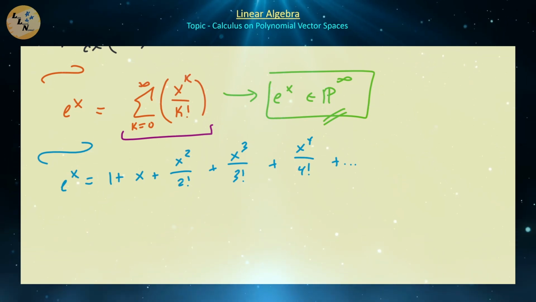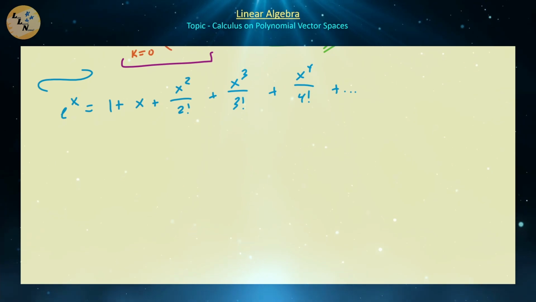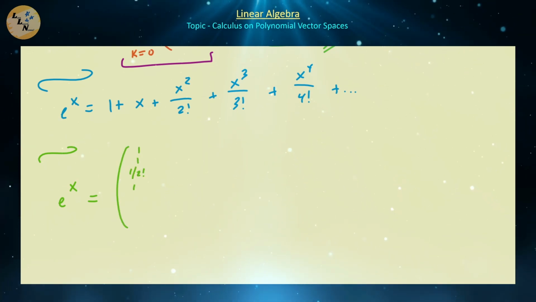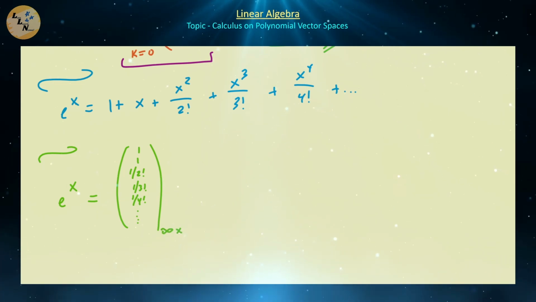But these terms are going to get closer and closer to 0, so you can approximate, right? So if we represent this in P infinity space, that means that e to the x is going to be equal to the vector 1, 1, 1 over 2 factorial, 1 over 3 factorial, 1 over 4 factorial, and so on. So how many rows does this vector have? Well, that's going to have infinitely many rows, one column, right?